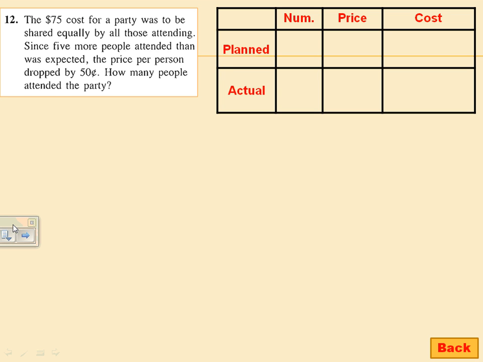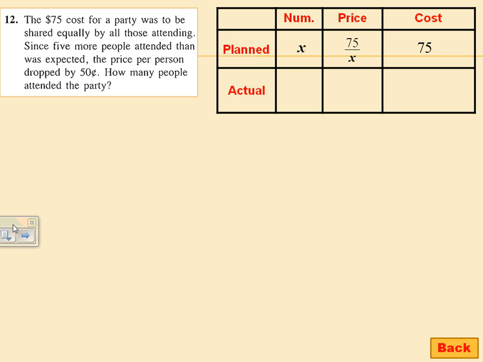So this is a chart they give you in the book, planned and actual. How much was planned originally? Well, $75 is the original cost. Do we know how many people were supposed to attend originally? No. I put X there. So how much was it planned for each person to pay? Well, that's going to be 75 divided by X. $75 divided by how many people were supposed to attend.